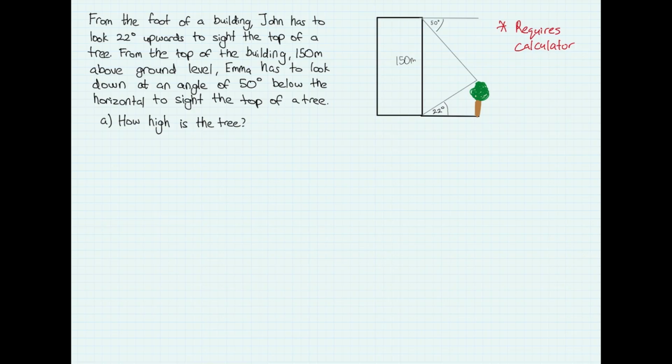So let's begin. The question reads: from the foot of a building, John has to look 22 degrees upwards to sight the top of a tree. From the top of a building, 150 meters above ground level, Emma has to look down at an angle of 50 degrees below the horizontal to sight the top of a tree. The question asks, how high is the tree? So essentially it's asking for this height right here. And so to solve that height, we can begin by solving this triangle right here.